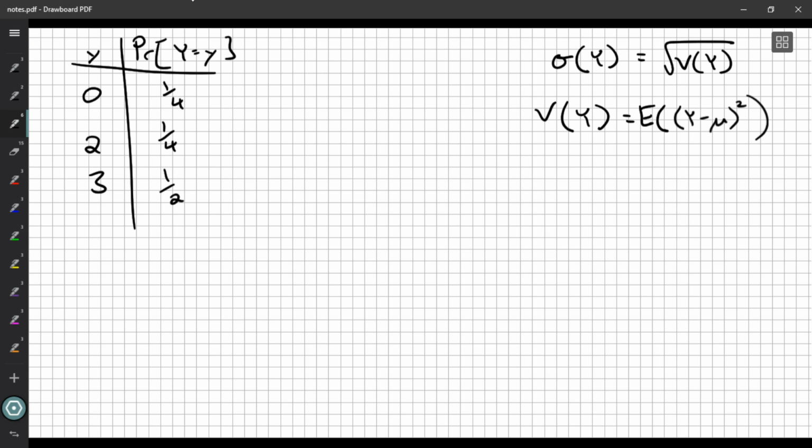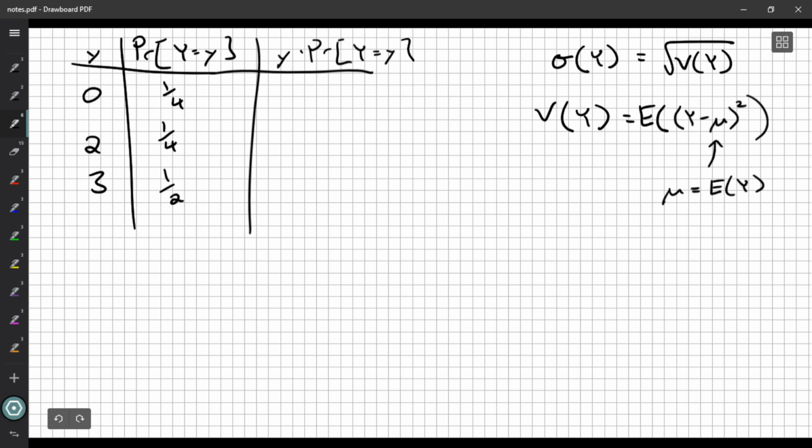Now to use this, we'll need to figure out mu, which is the expected value of y, and then create a new random variable from there. So first things first, let's figure out the expected value of y. We know how to do that with a PDF. 0 times a quarter is 0. 2 times a quarter is 2 quarters, or 1 half. And then we get 3 halves. And the expected value of y, we just add these up. 0 plus a half plus 3 halves. And we get 2. Okay? So in this case, for our formula, mu is 2.